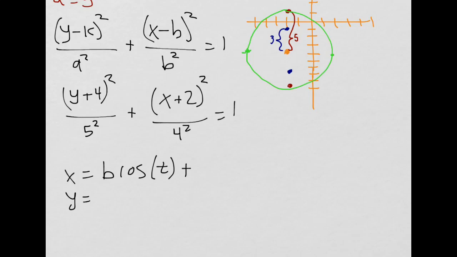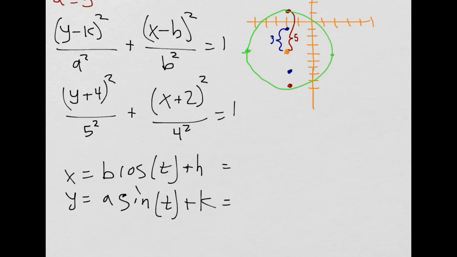plus h. Okay, here's what I want to do. x equals b cosine t plus h, and y equals a sine t plus k. Those are going to be our parameterizations. So when we substitute our values in, we're going to get x, and notice b is with x and a is with y, again because it's a vertical ellipse. So now substitute our values in.